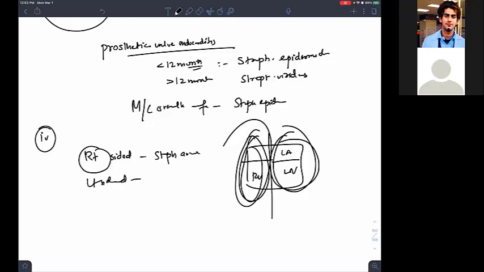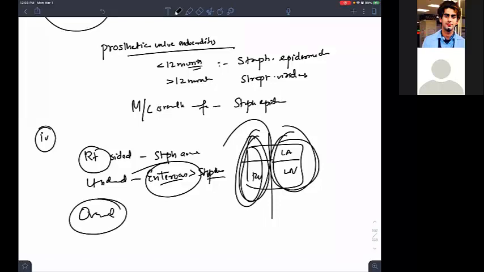Left-sided, don't tick Staph aureus in your entrance. Both can cause it. Staph aureus can also cause it, and Enterococcus can also cause it. But Enterococcus is most common. It can cause it more than Staph aureus. Both are correct, but if they ask you to choose the best answer, choose Enterococcus. Choose Enterococcus.